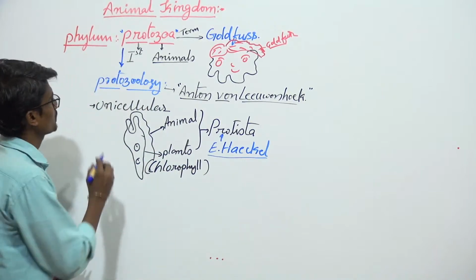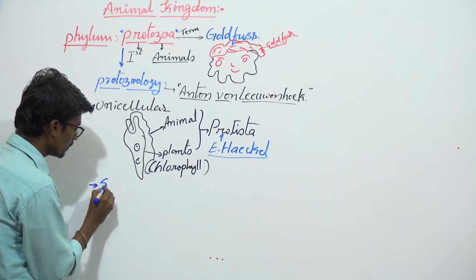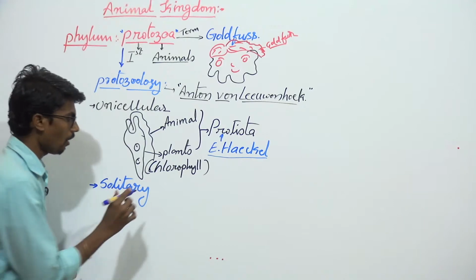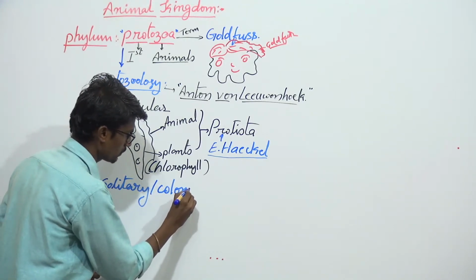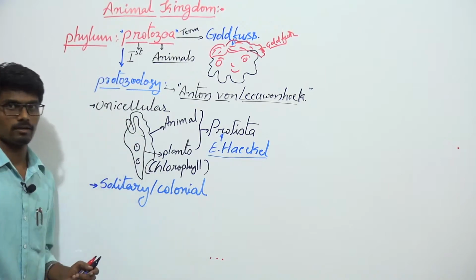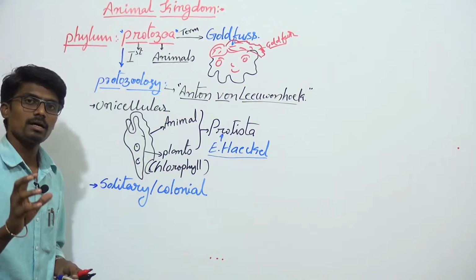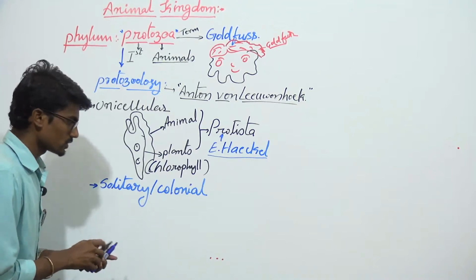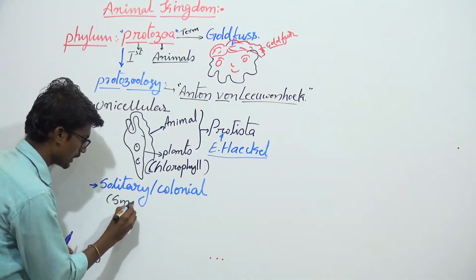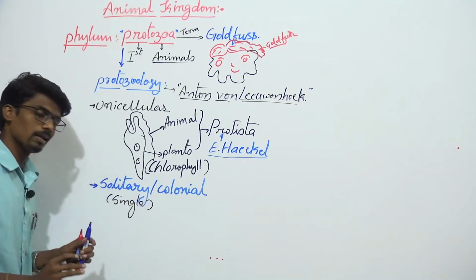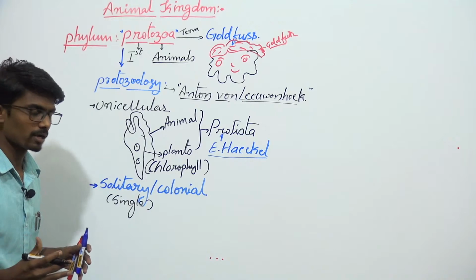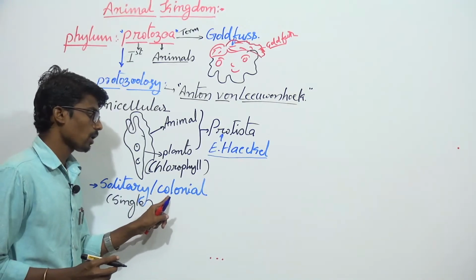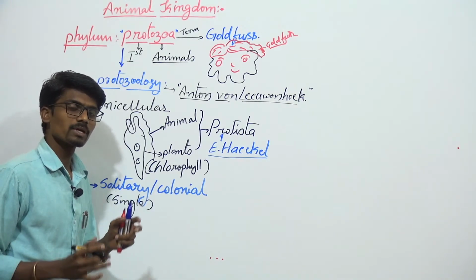The mode of living is, these protozoans may be solitary or colonial. What does it mean? Solitary means the organisms live alone. If they live singly, that is known as what? Solitary. Solitary means they can live a single life, they won't depend upon others. And colonial means these organisms are present in a group.